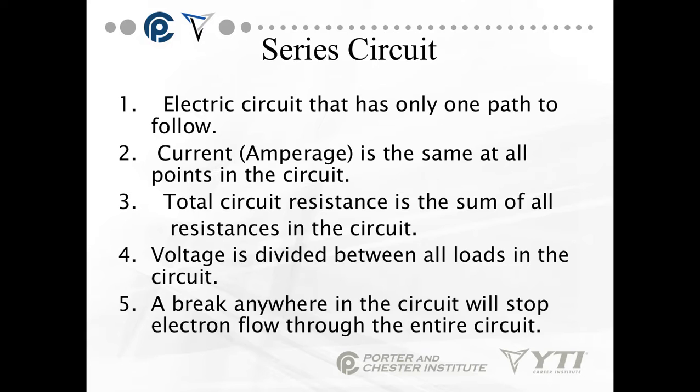We have a few different types of circuits as well that we have to talk about. A series circuit has only one path for electricity to flow. One path. Current is the same at all points in the circuit. The total resistance of a series circuit is the sum of all resistances in the circuit. Voltage is divided between all loads in the circuit, and a break or an open anywhere in the circuit will stop the electron flow through the entire circuit.